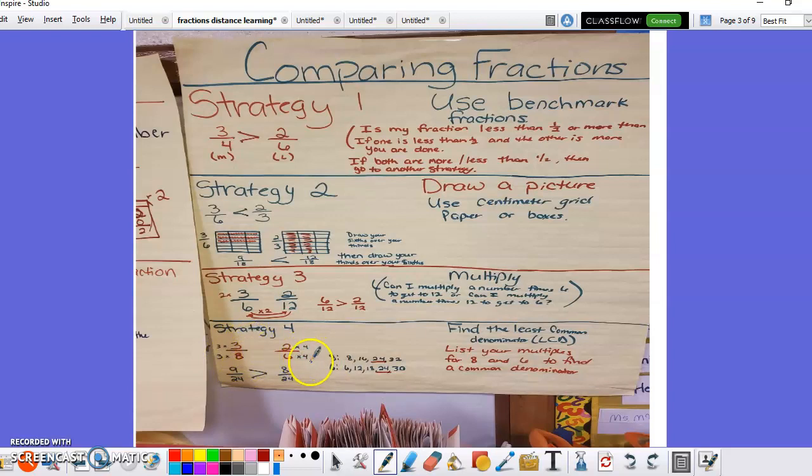And then for my 6, it took 1, 2, 3, 4 times. So I would multiply 6 times 4 and 2 times 4, which gave me two new fractions of 9/24 and 8/24. Well, they're both in the same denominator, and it's the lowest one that I could find. So 9/24 is greater than 8/24.